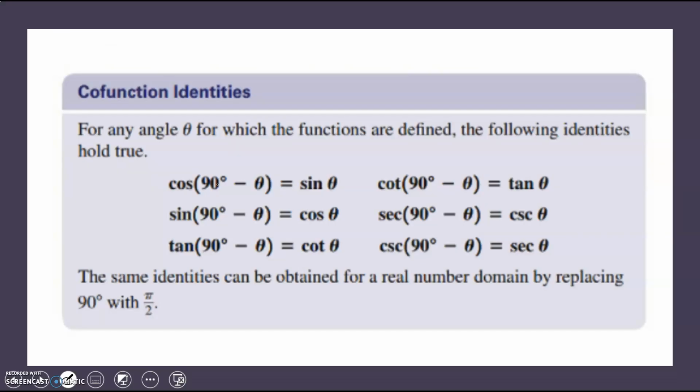So now we've talked about the cofunction identities before, but we're bringing them up again because when we talked about them before, we only used degrees. But now, since we've been introduced to radians, those same functions apply, but this time we can use radians as well. I'm going to show you a quick example of how to use it if your angle is in radians.